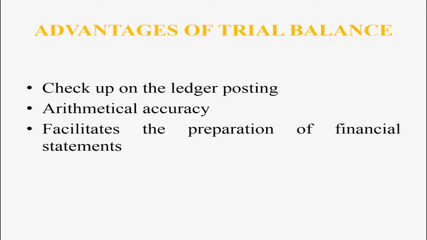Next one is it facilitates the preparation of financial statements. Trial balance helps in preparation of financial statements. If total of both the columns of trial balance matches, it means the journal and ledger are prepared accurately and financial statements can be prepared. Last one is errors can be identified. Trial balance is helpful in the identification of errors. If total of debit and credit columns of trial balance matches, it means the journal and ledger are prepared accurately.